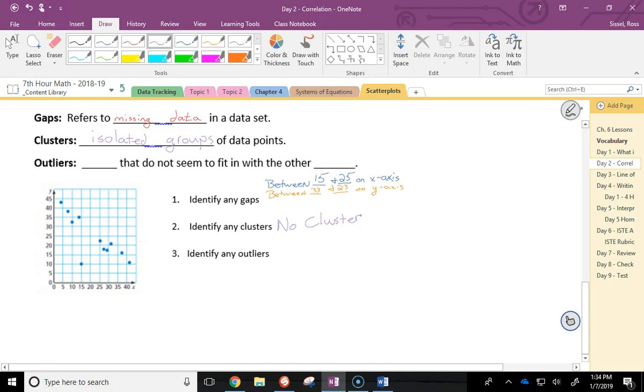Outliers. We have to identify an outlier. Do we know what an outlier is? A point that is not near any other. Yeah. So we're going to say outliers are points that do not seem to fit in with the other points.